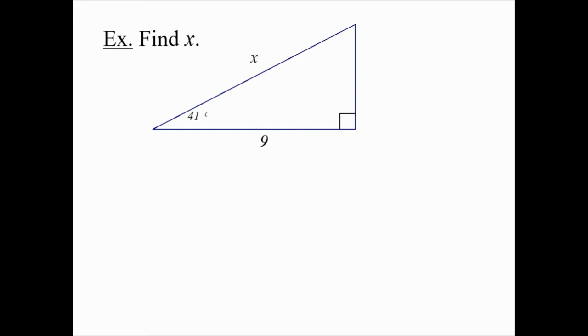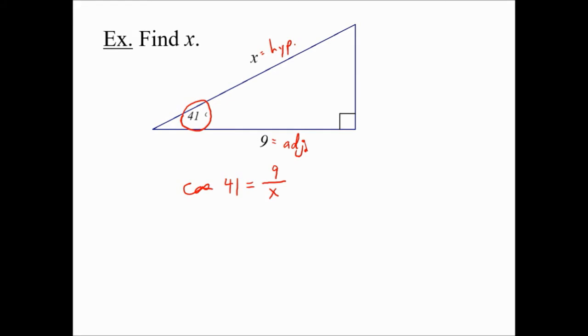So once again, we're going to focus on the angle. We're going to observe that this 9 is right next to it, so that's the adjacent side. And this x is across from the 90, so that's the hypotenuse. Okay. So I have adjacent, I have hypotenuse, so I'm going to use cosine. Now, next to the cosine, we always put the angle. So cosine 41 equals, adjacent is 9, hypotenuse is x. So cosine 41 equals 9 over x.